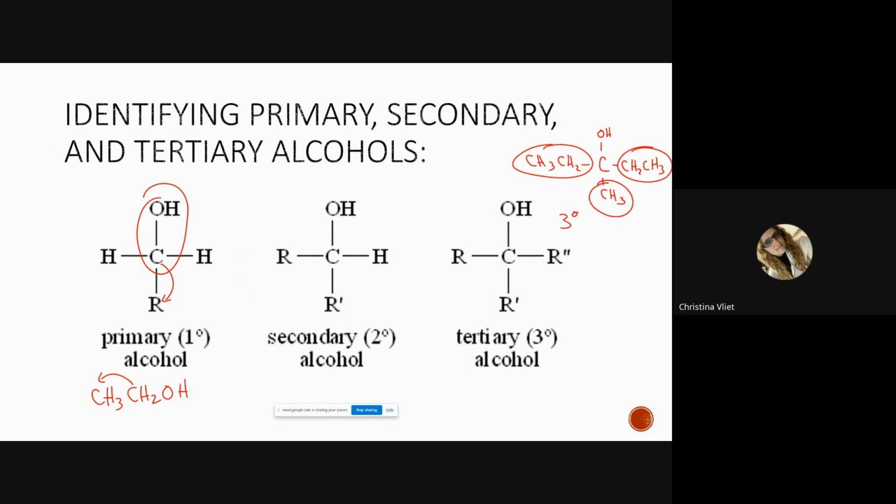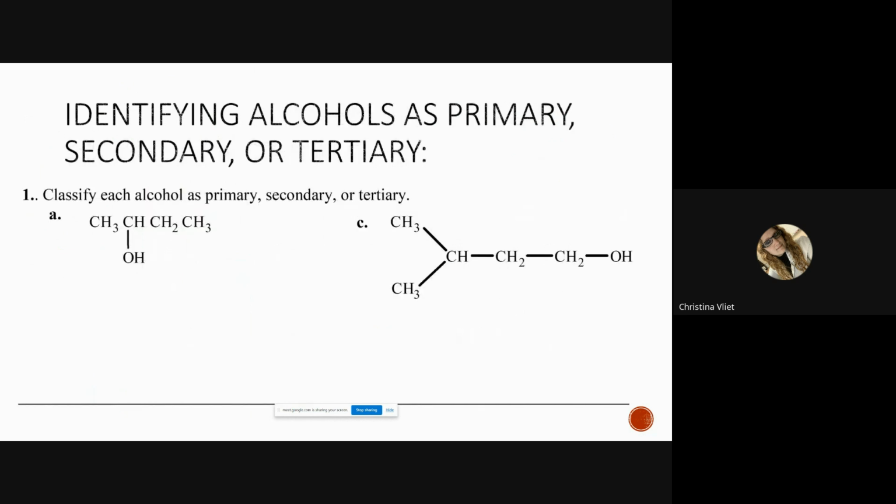Perfect. Now that I have explained what this is, at least at an introductory level, see if you can classify each of these alcohols as primary, secondary, or tertiary. This question I pulled from a high school level chemistry book, which means this is not a Cambridge question. You'll see what the Cambridge level is shortly.